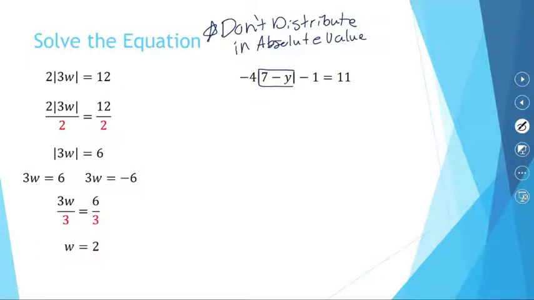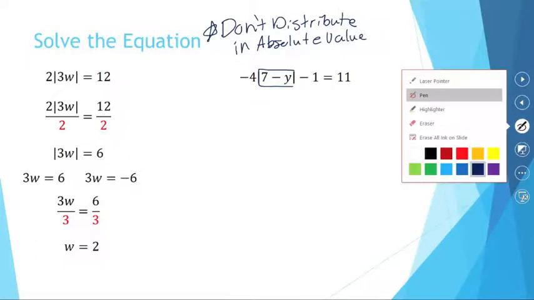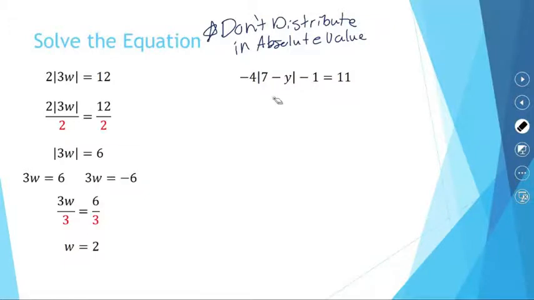So that negative 4 is outside. It's always going to be outside of it. All right, same thing with that minus 1. The thing is, though, I have to move that negative 4 in that minus 1, just like a normal equation. So just like a normal equation, I'll add 1 to both sides, and that will get rid of it. So I'll have negative 4, absolute value 7 minus y, equal to 12.